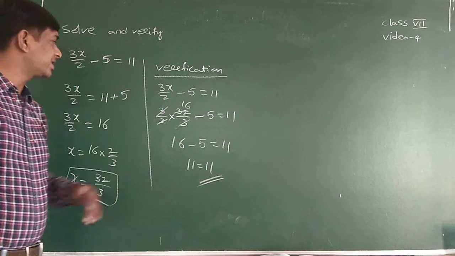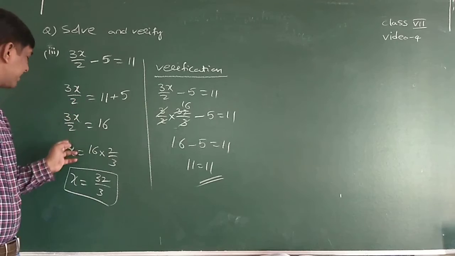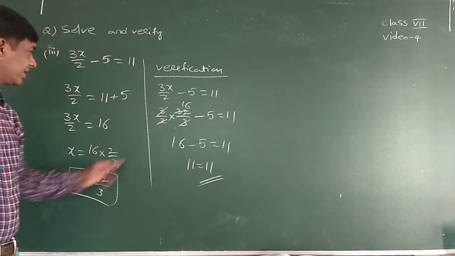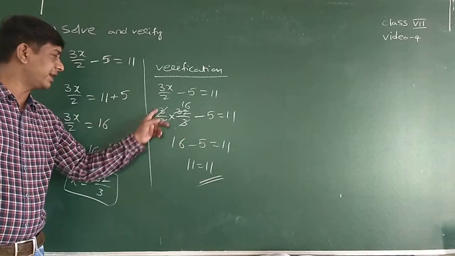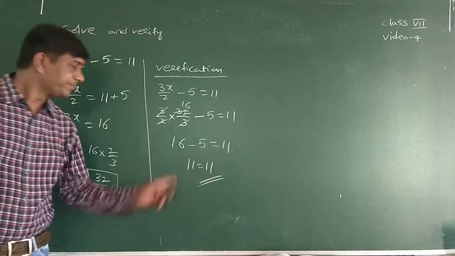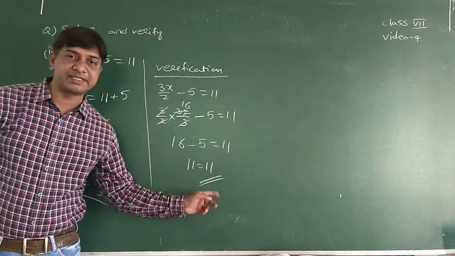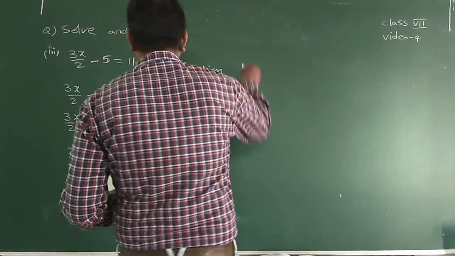Verification: 3x by 2 minus 5 is equal to 11. Now substitute the x value here. What is that x value? 32 by 3. 3 by 2 into 32 by 3 minus 5 is equal to 11. 3 cancels. 2 ones are 2, 16. That minus 5 is equal to 11. 16 minus 5 is 11, and 11 is equal to 11. Okay. Now one more question.